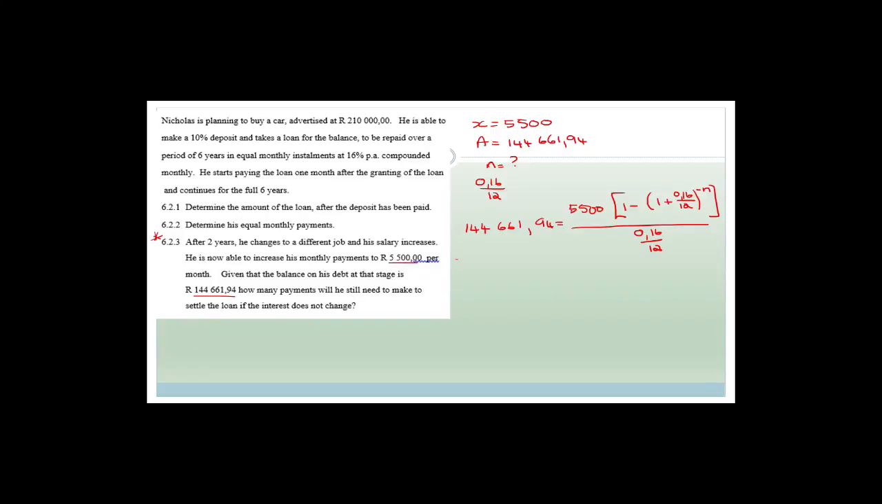So the first thing we're going to do is multiply both sides by 0.16 over 12 and divide by 5,500 so we can get this by itself. So let's do that. We're going to go 144,661.94, multiply by 0.16 over 12 and divide by 5,500. And that is going to get us 1 minus (1 plus 0.16 over 12) to the power of negative n.